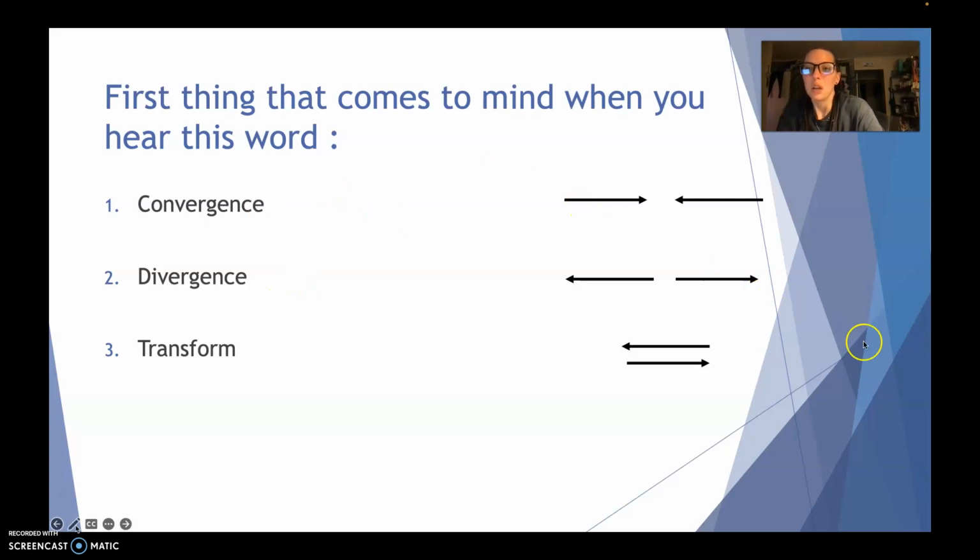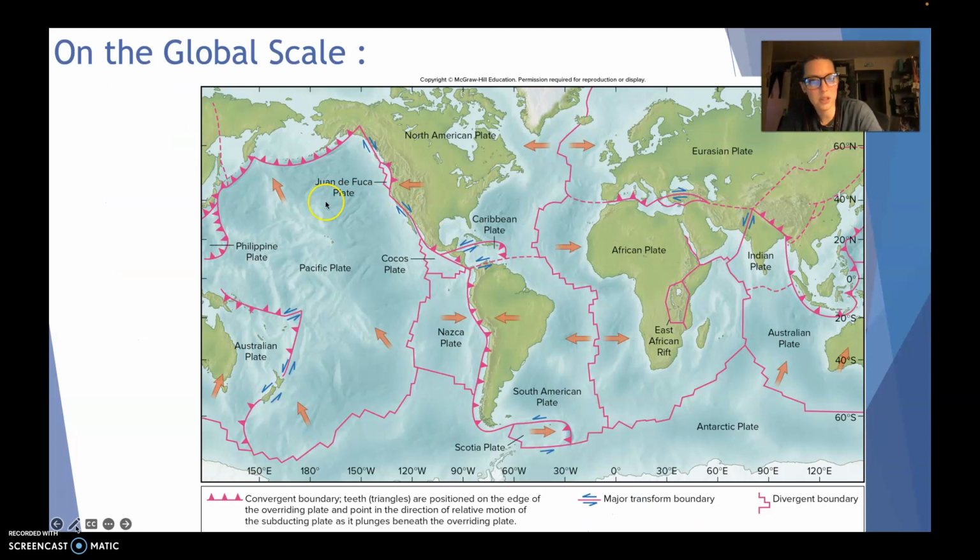So when we think about these different plate boundaries on a global scale, this is generally what we see. The convergent boundaries are indicated by these pink tooth sort of looks. Divergent boundaries look like these little puzzle pieces, like these little zigzags. And then transform boundaries are indicated by these little blue offset arrows in a way.